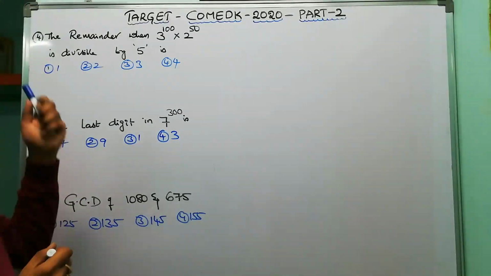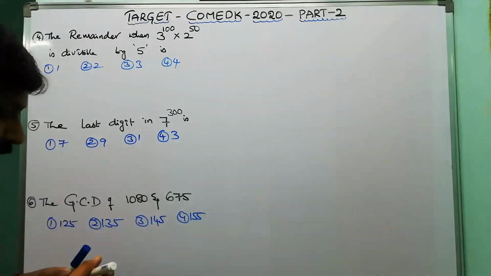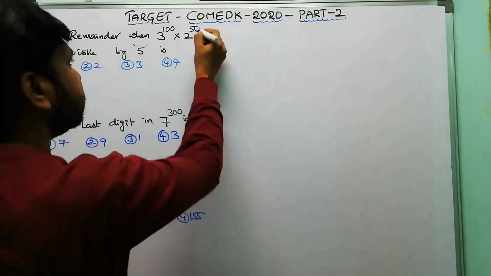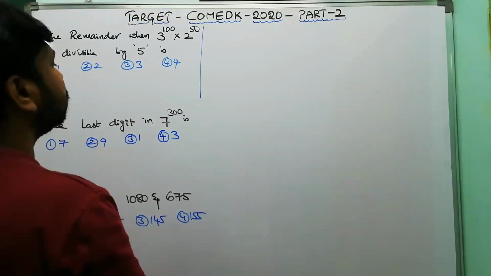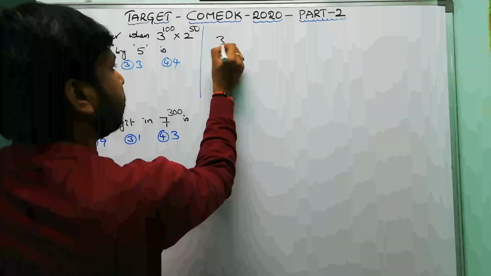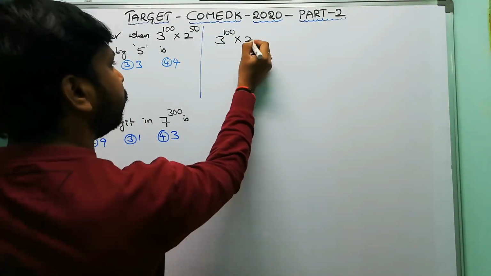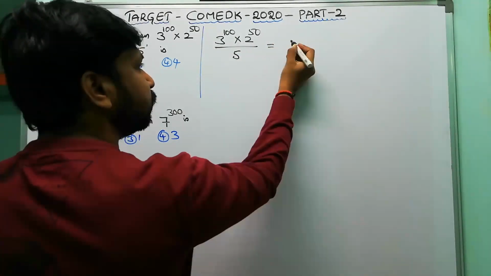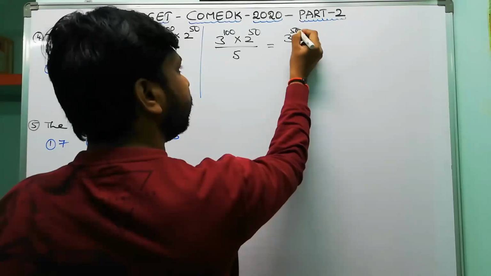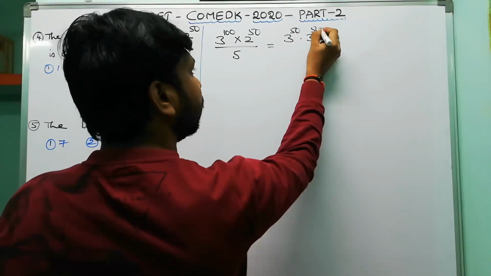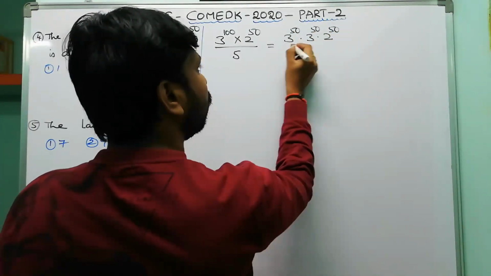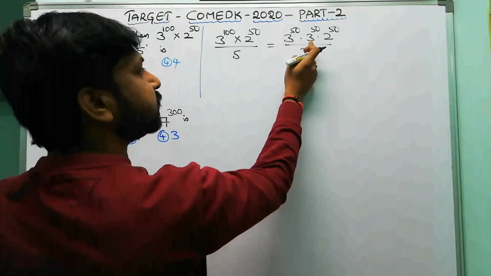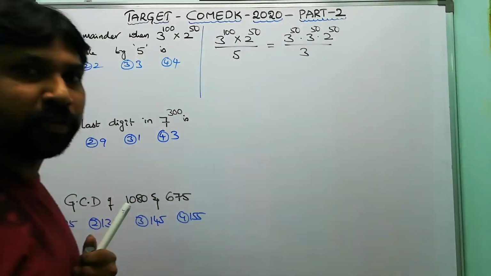Coming to the next question: the remainder when 3^100 × 2^50 is divided by 5. Friends, it is a very easy question, look at it carefully. 3^100 × 2^50 divided by 5. This can be written as 3^50 × 3^50 × 2^50 / 5. Why? Because the base is equal, powers are added, and again you get 3^100 only.